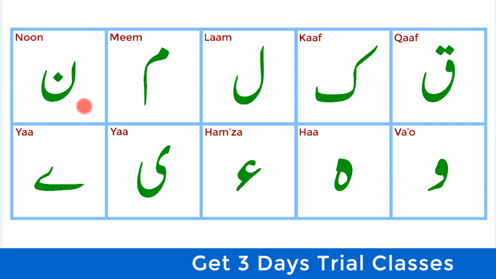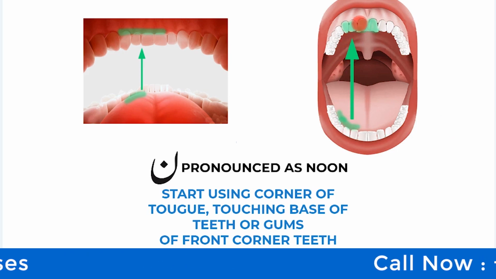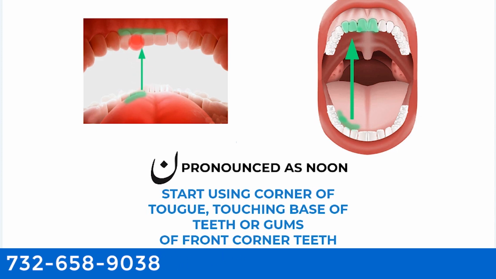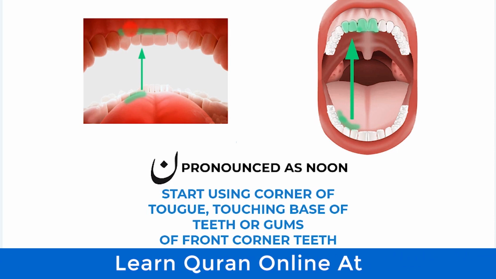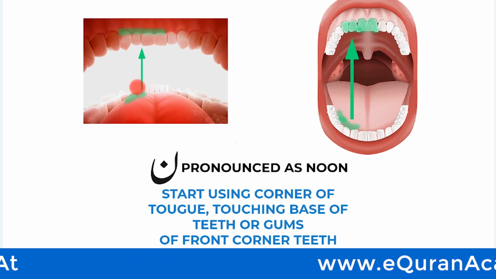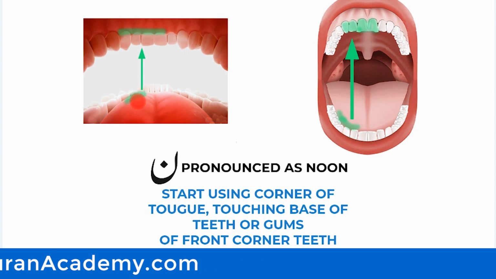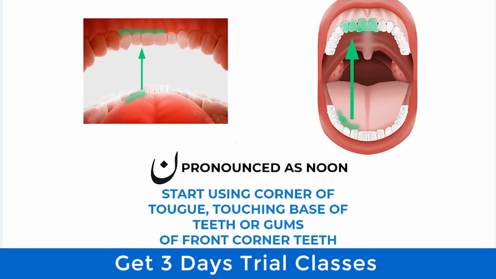Let me explain you origin of noon. This is tongue and this is edge of tongue. These are front teeth and these are gums of front teeth. So two parts are very important in this origin: edge of tongue and gums of front teeth. For pronouncing noon, touch the corner of tongue with the base of first three front teeth. From here you can pronounce noon.